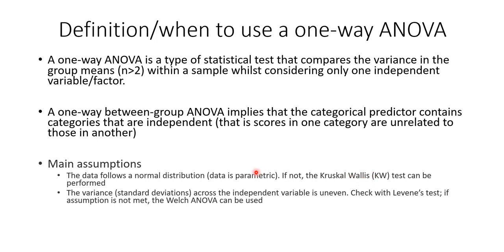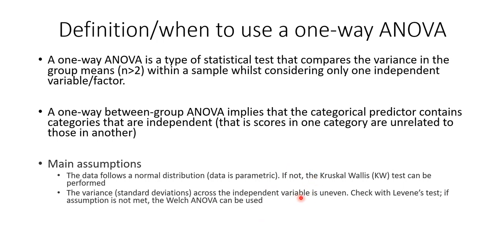And then secondly, that the variance or the standard deviation is equal across groups within that independent variable. So if you've got 3 groups or 10 groups, that the error is not too different across those groups. If it is, then you can use an alternative. You can check this with Levene's test, but the alternative would be something like a Welch ANOVA or even a Brown-Forsythe ANOVA.